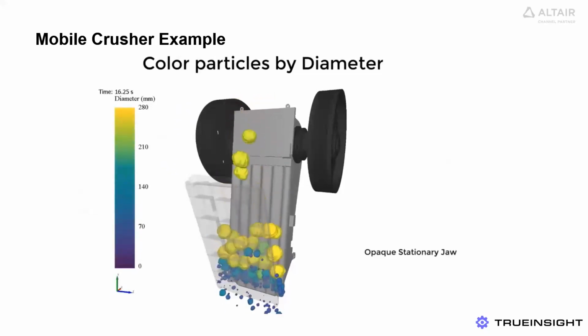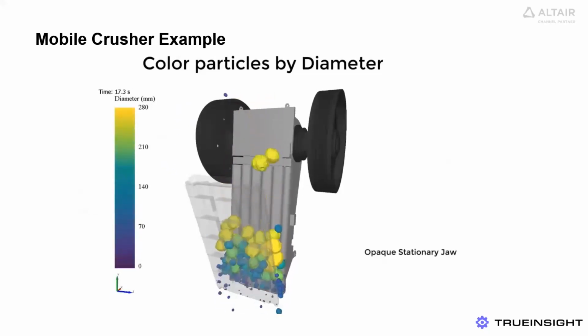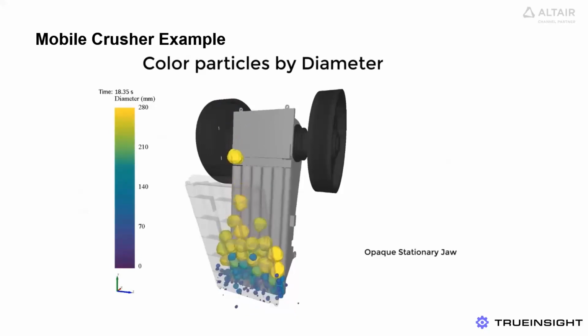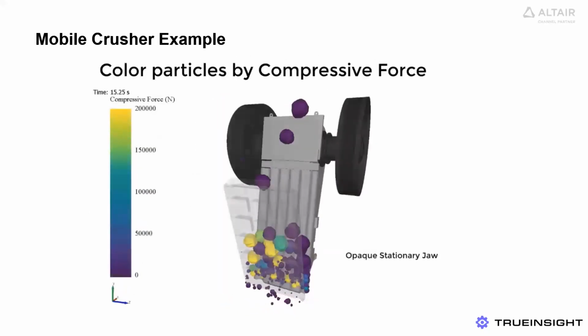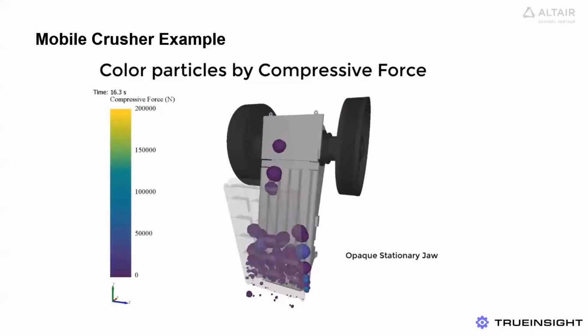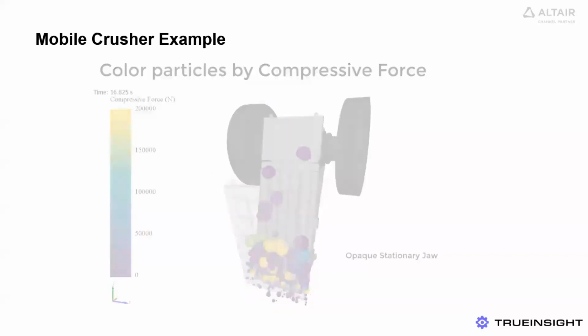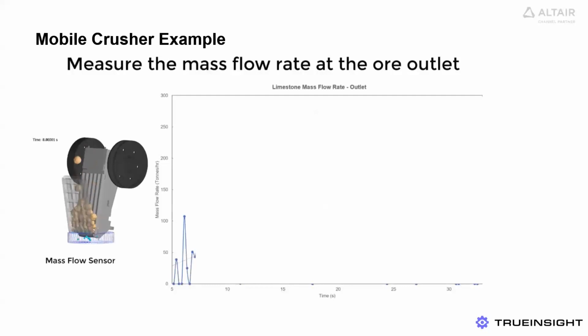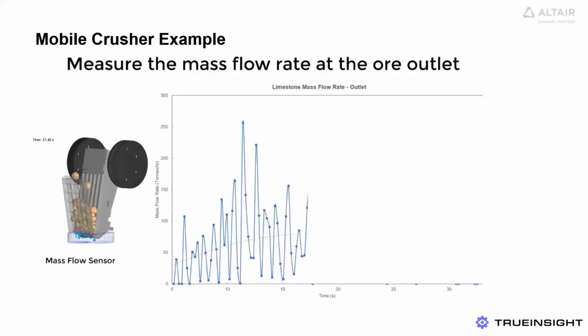By coloring the particles according to their size, it's possible to visualize how particles break. It is also possible to color particles based on compressive forces acting on them. Finally, it is possible to analyze the mass flow rate at the end of the crusher by using a mass flow sensor.